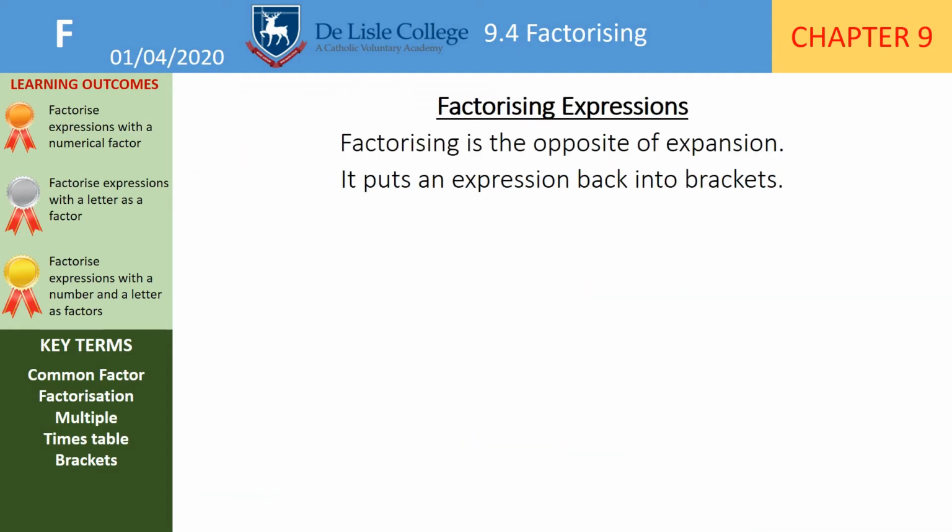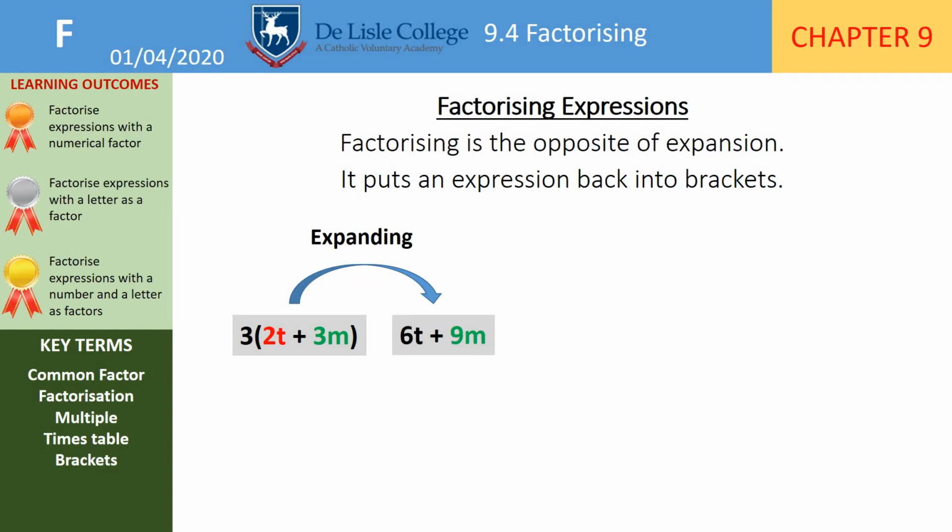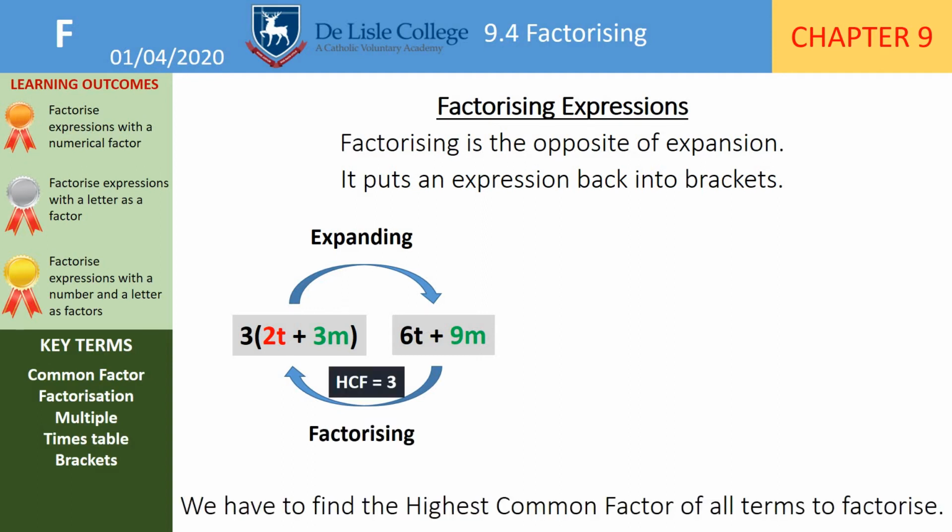Okay, so factorising is the exact opposite of expanding brackets. It puts the brackets back into an expression. So if you can remember from before, 3 times (2t plus 3m), we expand the brackets, we multiply out the brackets to get 6t plus 9m. Factorising, as I've just said, is the reverse method. So we're going from the expression at the end, going backwards.